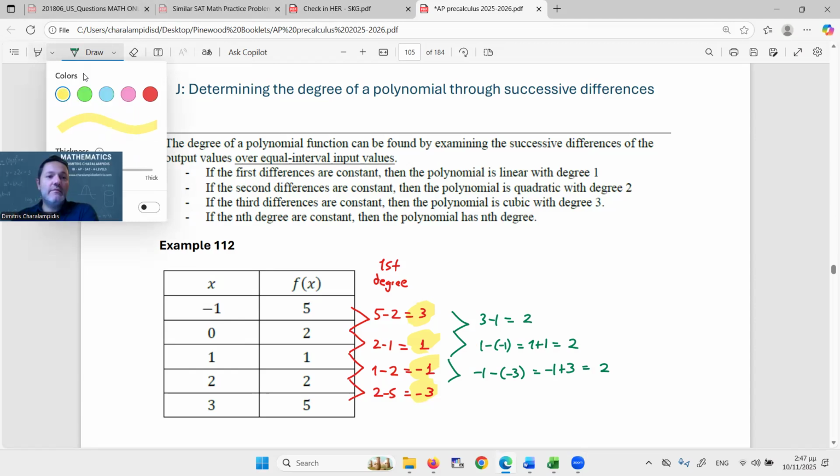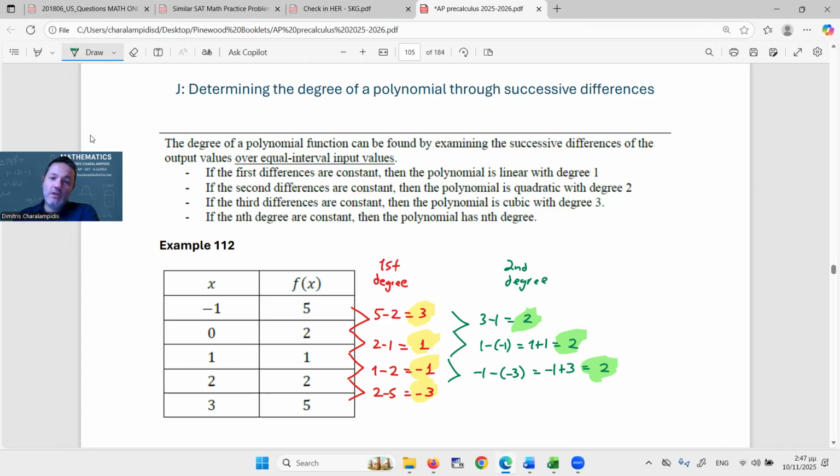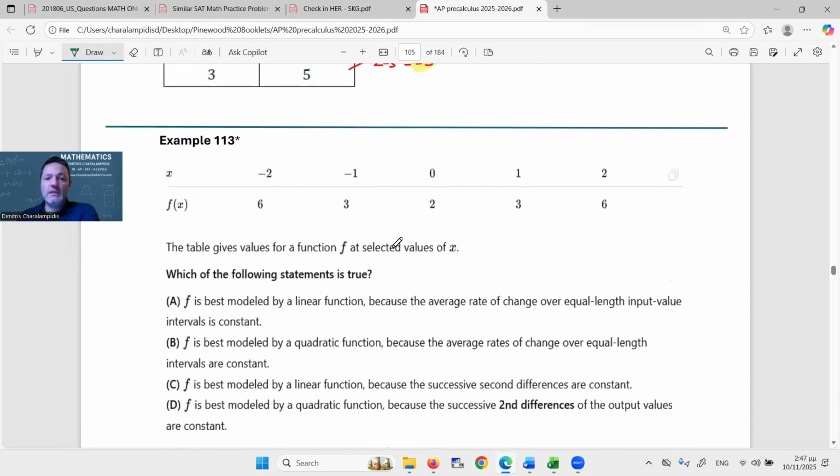Are these differences the same? Yes, they are. So that would be the second degree, because I got the second differences constant. So the polynomial, in this case, is a second degree polynomial, which makes it a quadratic. Let's work on the next exercise as well to understand it even better.